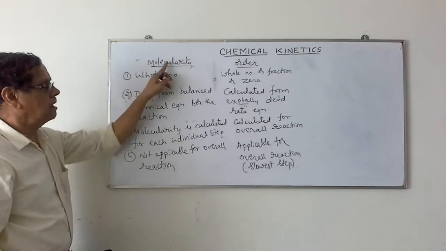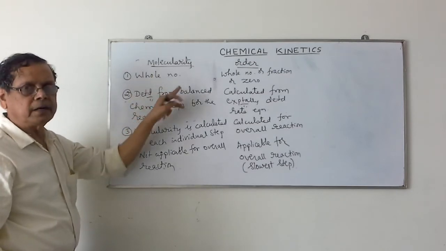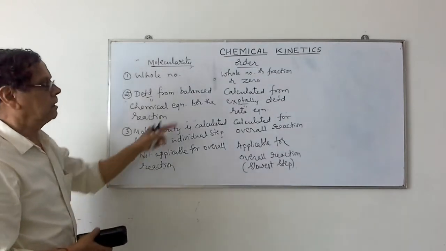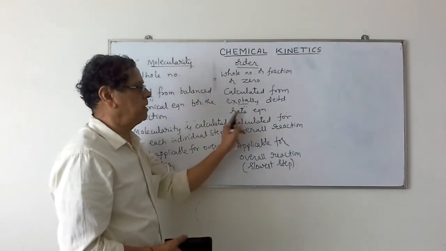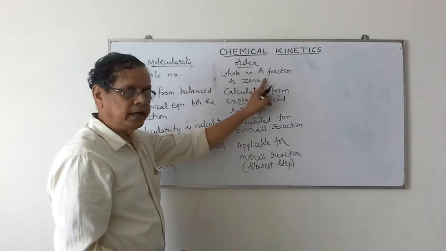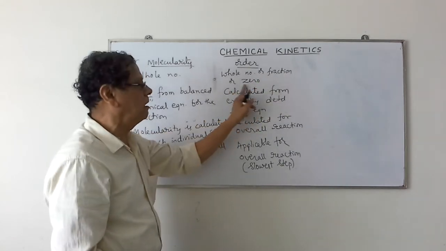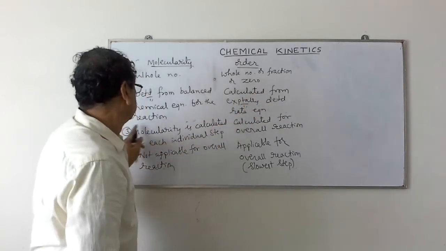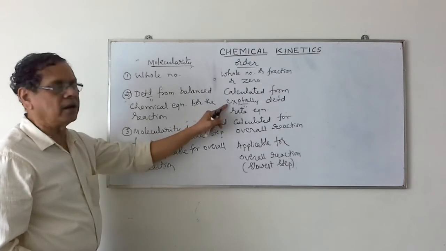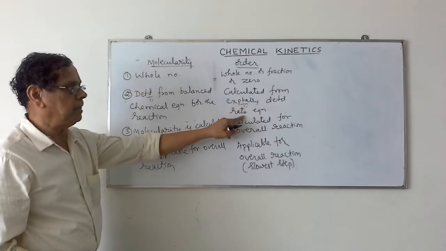Molecularity is always a whole number, because in the balanced chemical equation we don't write the fractions. But since order is determined from experimentally determined rate equation, it is either a whole number or a fraction, or it may be 0. Molecularity is determined from the balanced chemical equation for the reaction, while order is calculated from the experimentally determined rate equation.